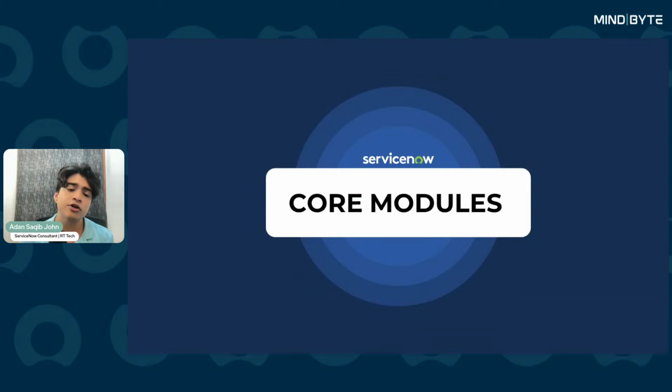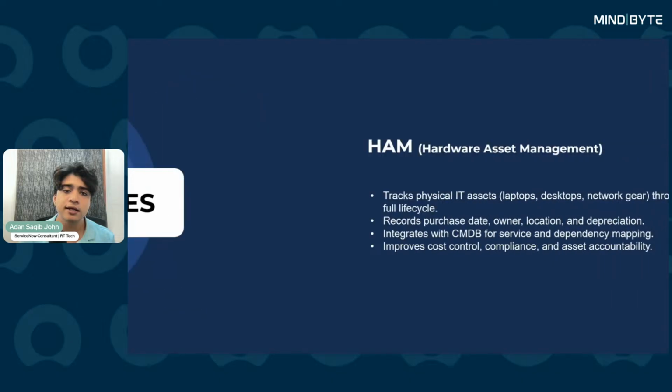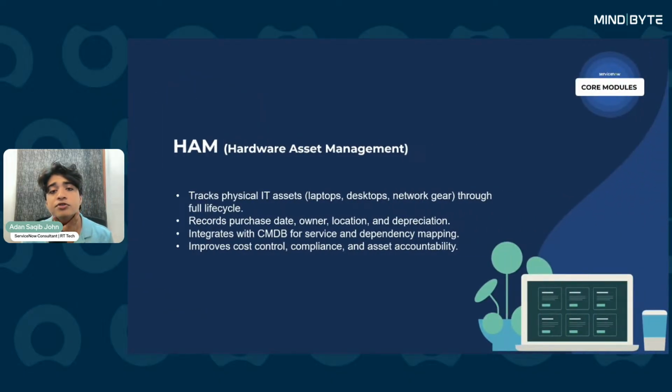Next, we are going to look into the core modules of ServiceNow ITAM. Firstly, we're going to look into HAM, or hardware asset management. This is all about tracking your physical assets like laptops, desktops, or network gear from the moment you plan to buy them until, like I said, they're retired or disposed of. It tracks everything from that point to the end point and everything in between.